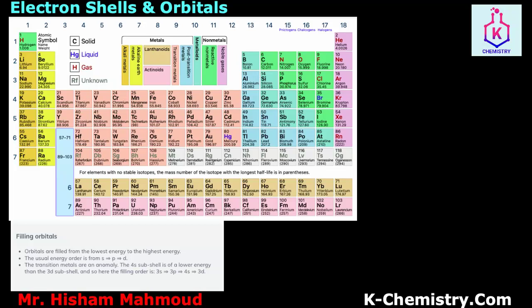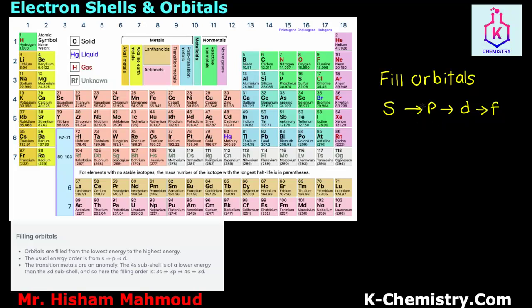Okay, now let's start to talk about how we can fill orbitals. If you want to fill orbitals, you need to fill them from the lowest energy to the highest energy. So the usual order is filling from S, then P, then D, and then F. But there are some exceptions.